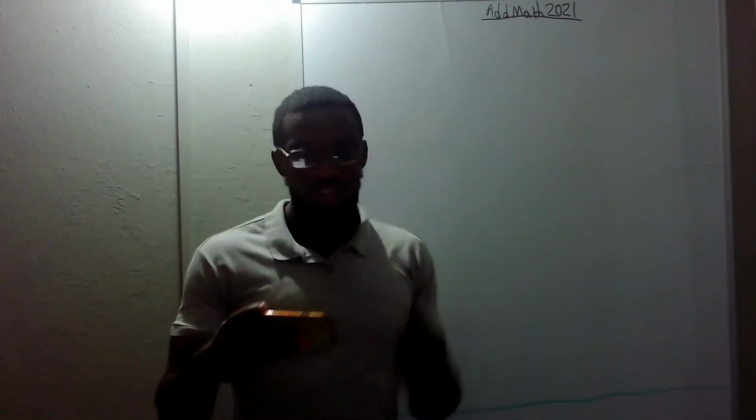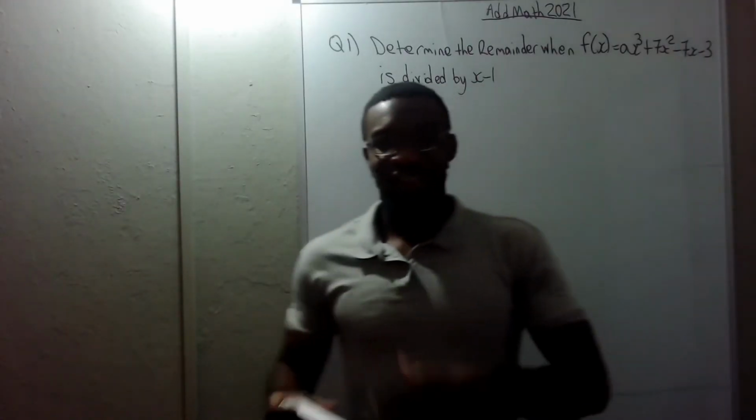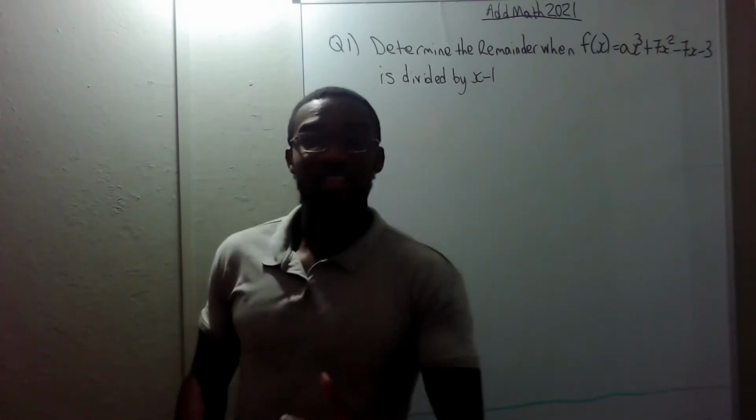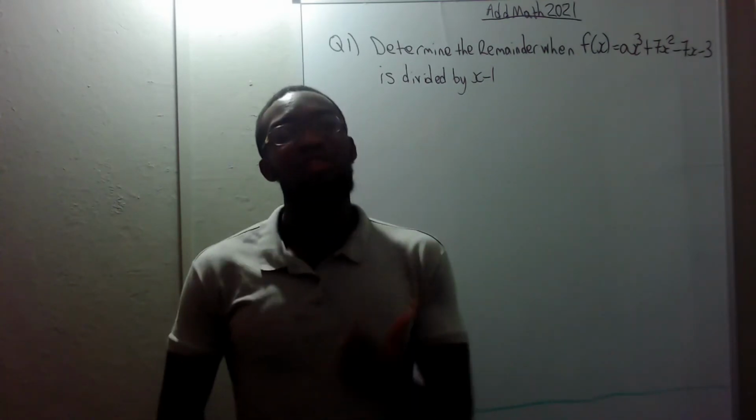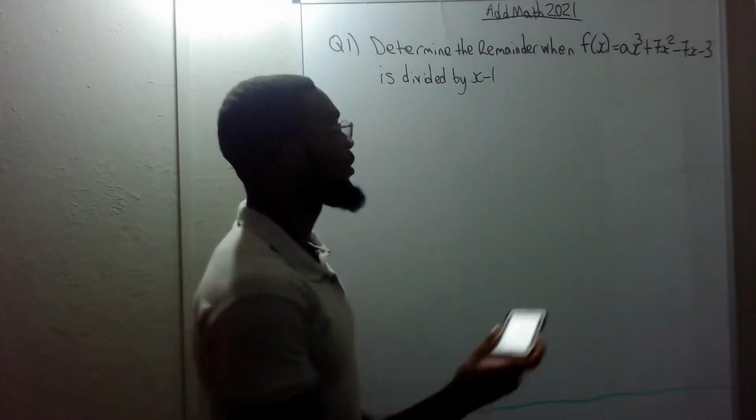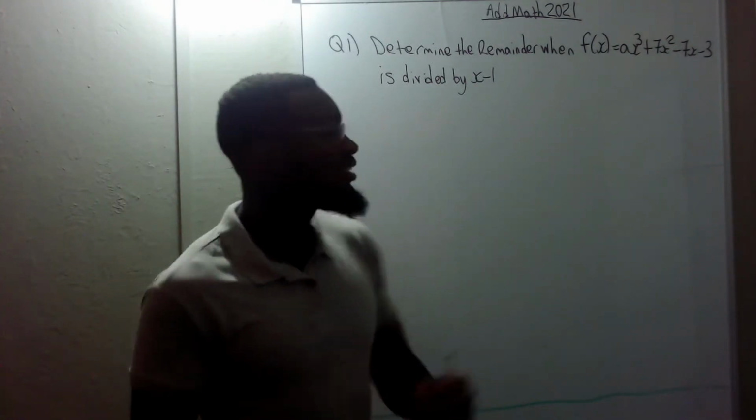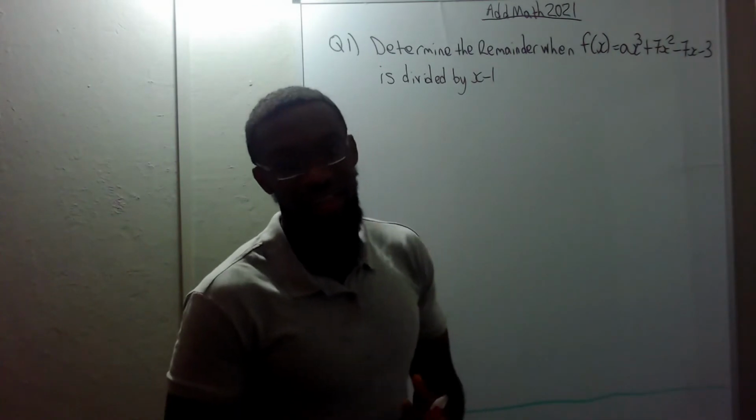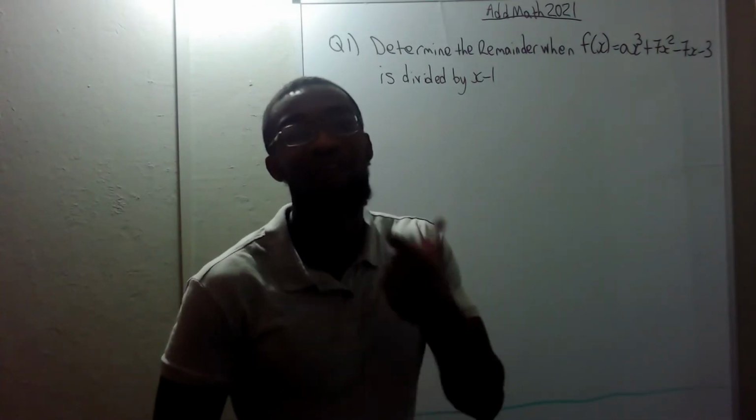Alright, so the first question says, determine the remainder when f of x is divided by x minus 1. This is section 1, question 1. The first thing, guys, is that to find the remainder, we need to use the remainder theorem. The remainder theorem tells us that if we divide a polynomial by x minus a, then the remainder is f of a.